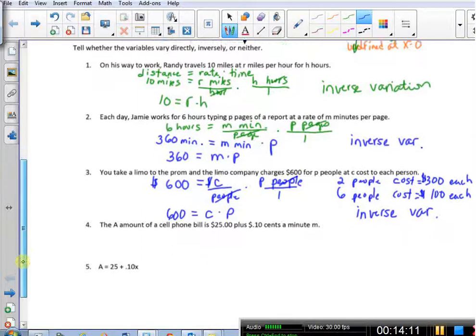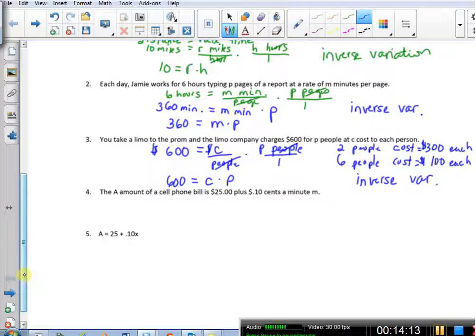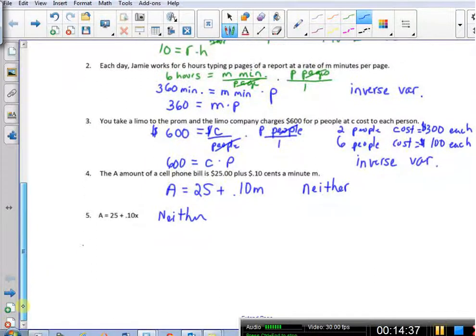All right, number 4, A, the amount of a cell phone bill is 25 plus 10 cents a minute M. So that would be A, the amount, is equal to 25 plus 10 cents a minute. So it's going to be 0.10 M. That's neither. And this number 5 is also neither. I'm going to add a number 6 on there.